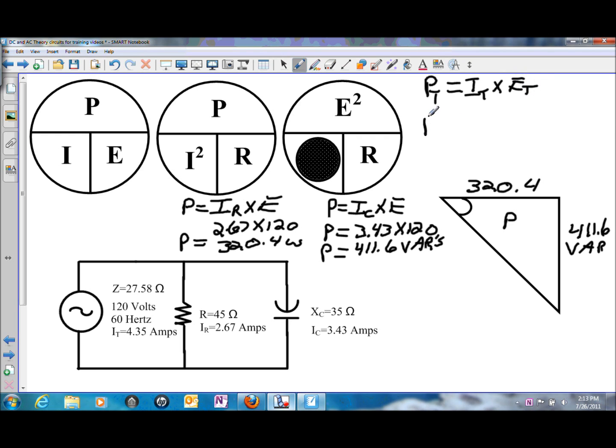Or a second choice, you could use Pythagorean's theorem. So that would be the square root of the watts squared plus the vars squared, and that will give you the total power or your volt-amps also. So either method that you would like to use, you should end up right around 522 volt-amps.